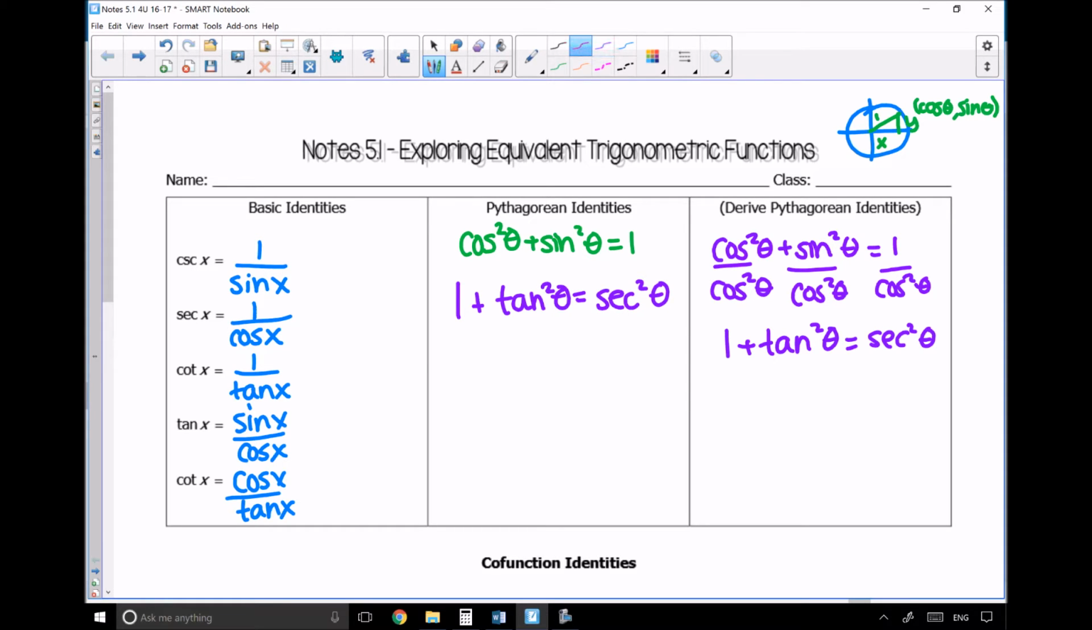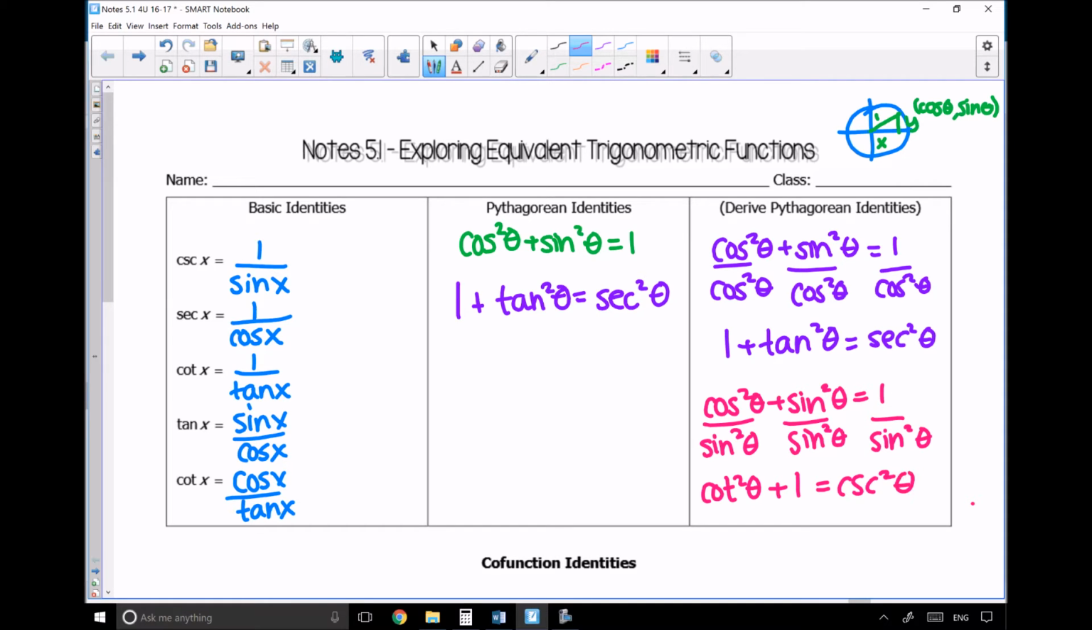All right, and then if I were to do this again, take the original Pythagorean identity, cosine squared theta plus sine squared theta equals 1, and divide everything this time by sine squared theta instead, then I can say that this right here would give me cotan squared theta, and then this would give me 1, and this would give me cosecant squared theta. Okay, so that's another trig identity that I have that I can use to do some of the work that we're going to be doing throughout this unit.